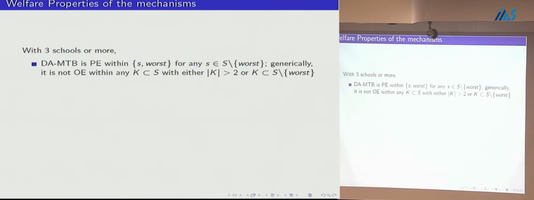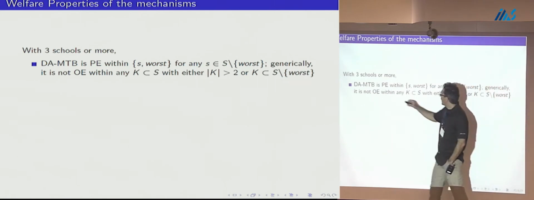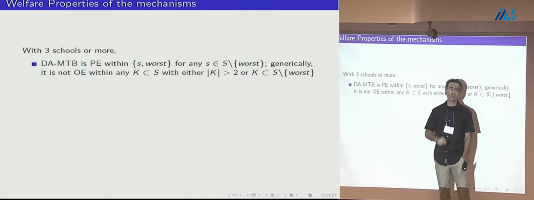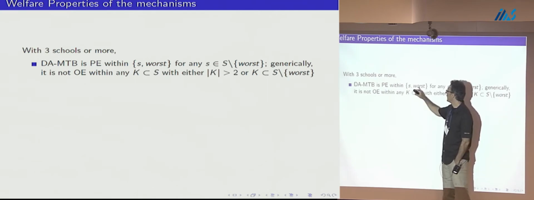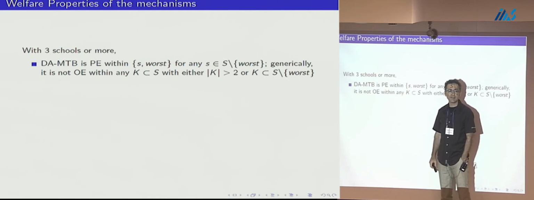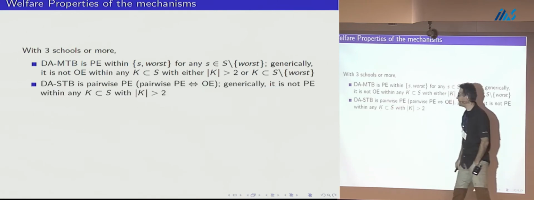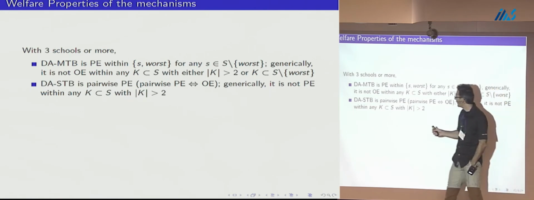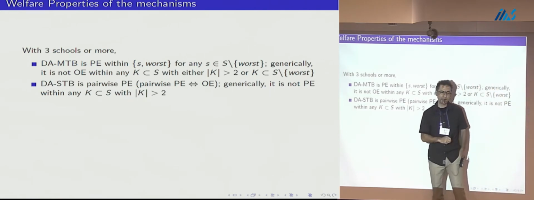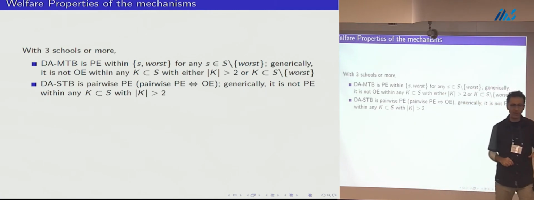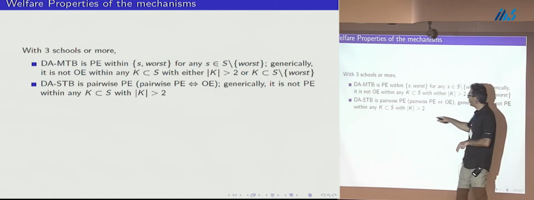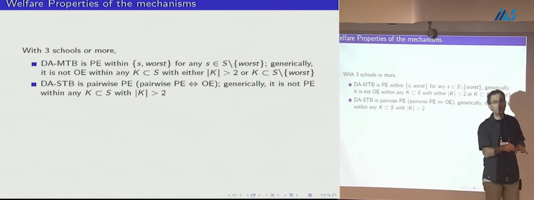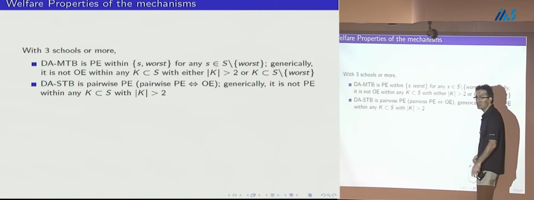So what do we have? With the multiple tie breaking, we can allocate at most 2 schools Pareto efficiently. And one of them has to be one of those worst schools. That's not a big achievement. With the deferred acceptance with single tie breaking, we can allocate at most 2 schools Pareto efficiently. If I put a third school within the set, I cannot guarantee Pareto efficiency within that set of 3 schools.